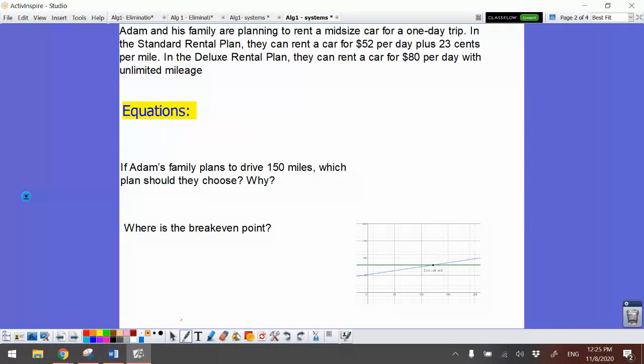Well, I don't really see two things in a total, so that means it's probably a y equals mx plus b. If I take a look at my first scenario with the standard rental plan, it says they can rent a car for $52 a day plus 23 cents per mile. I know they both say per, but I'm only going to rent this for one day, so the 52 is my constant. That's not going to change. So my first equation is y equals 0.23x, that should be a decimal because we are talking about money. That 0.23 per mile is my slope, plus 52. So that's my first equation.